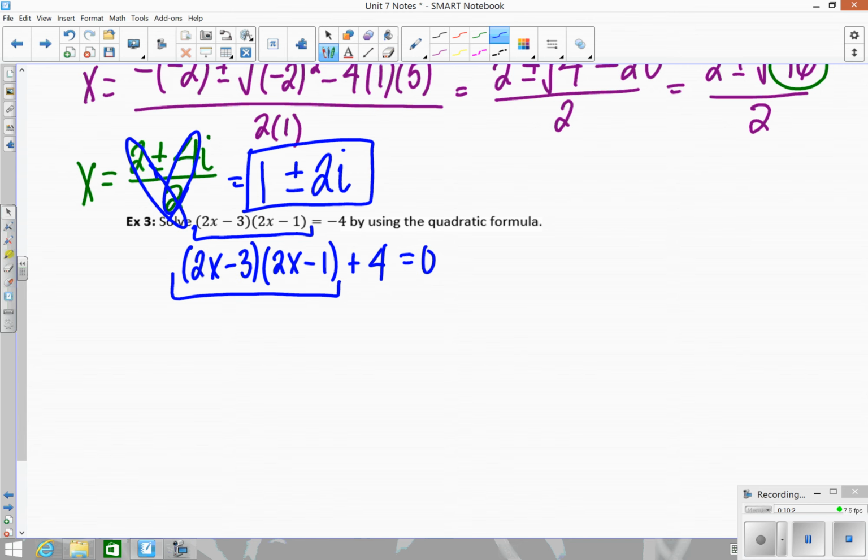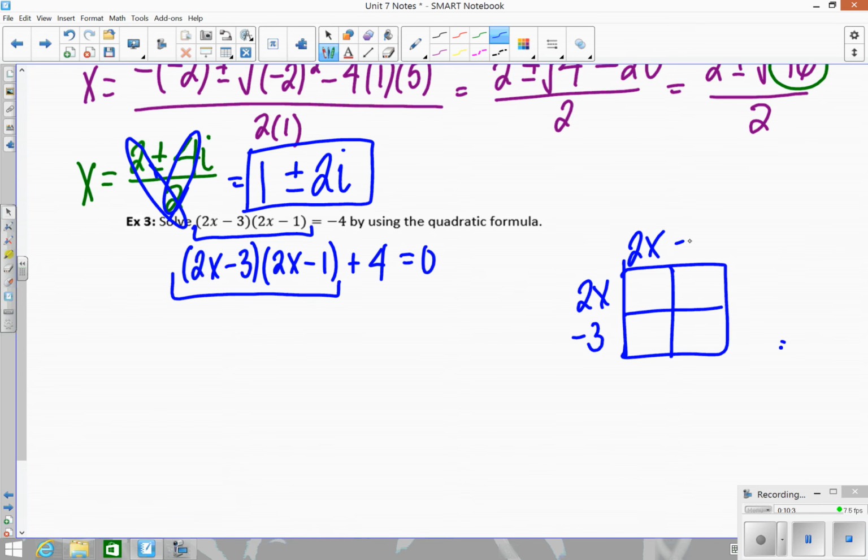But in this case, I'm going to do quadratic formula. So to multiply this stuff, remember that's where we set up the box. So we have 2x minus 3 and then 2x minus 1. Multiply, so we have 4x squared, negative 2x, negative 6x, and then I multiply, I get 3. Combine your like terms, so we have 4x squared minus 8x plus 3.